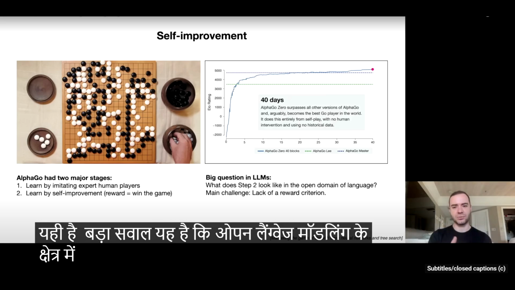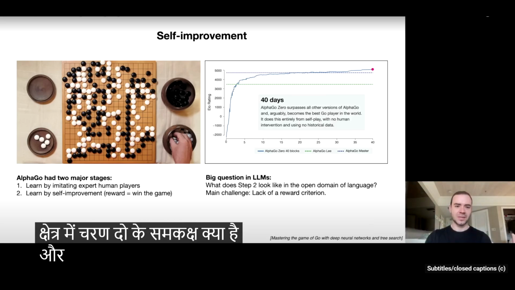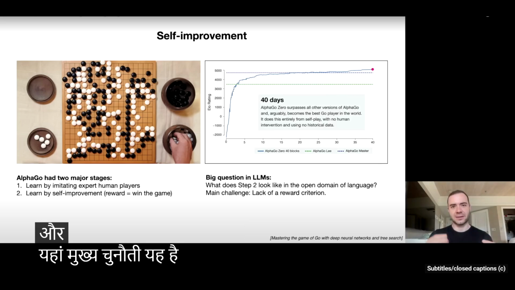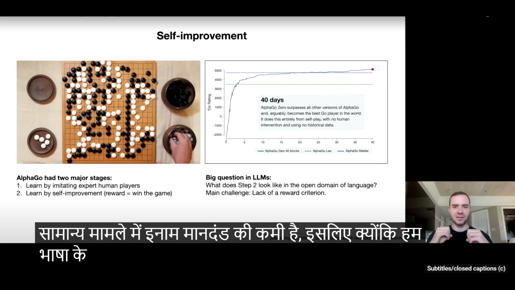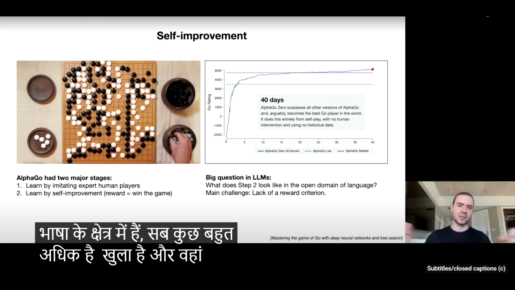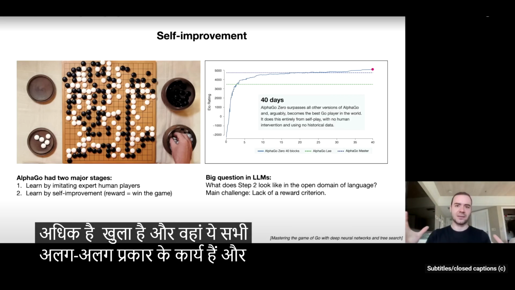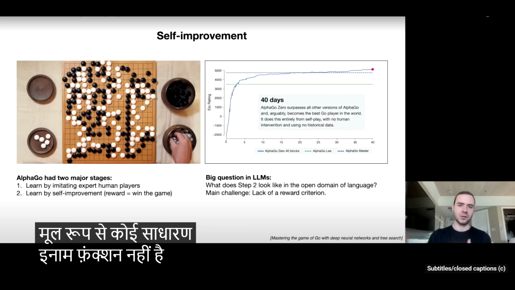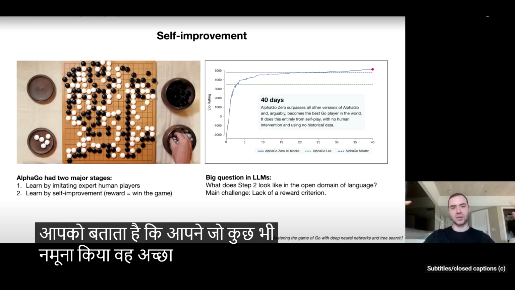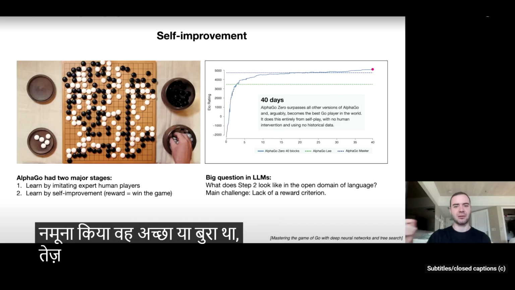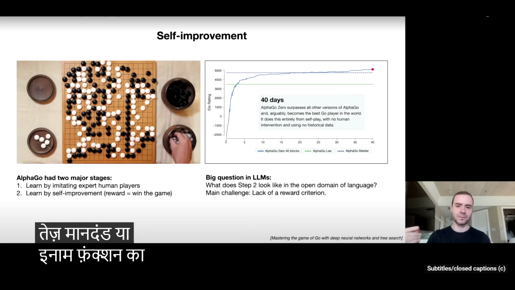What is the step 2 equivalent in the domain of open language modeling? And the main challenge here is that there's a lack of a reward criterion in the general case. Because we are in a space of language, everything is a lot more open, and there are all these different types of tasks. And fundamentally, there's no simple reward function you can access that just tells you if whatever you sampled was good or bad. There's no easy to evaluate fast criterion or reward function.